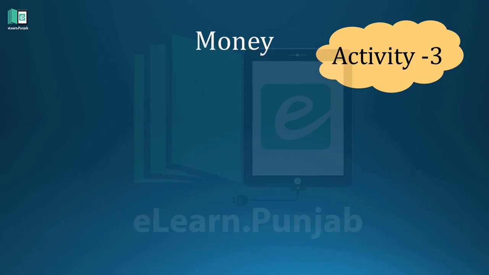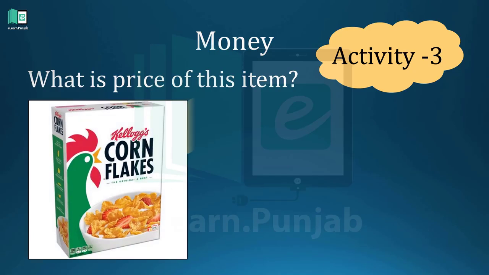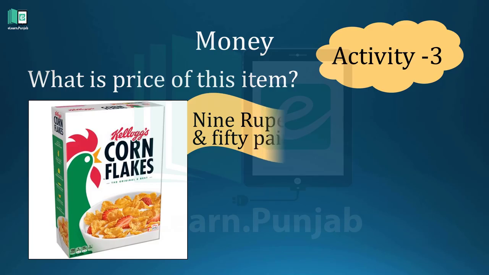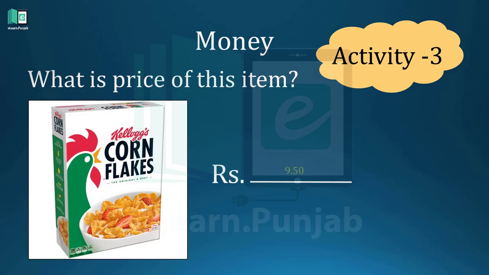Now move on to activity 3 and see the product price. What is the price of this product? You can see the product price in words. Write down the price in digits. The price of this product is rupees 9.50.